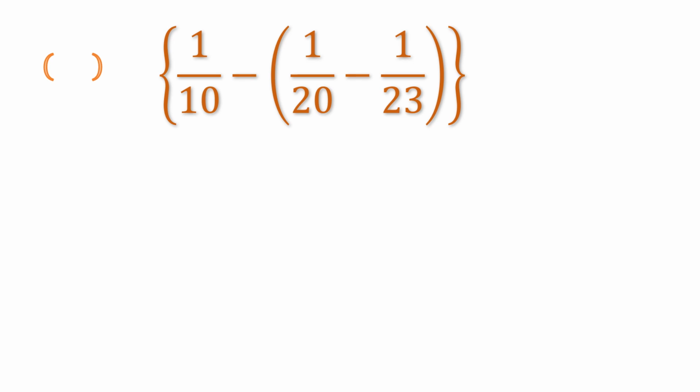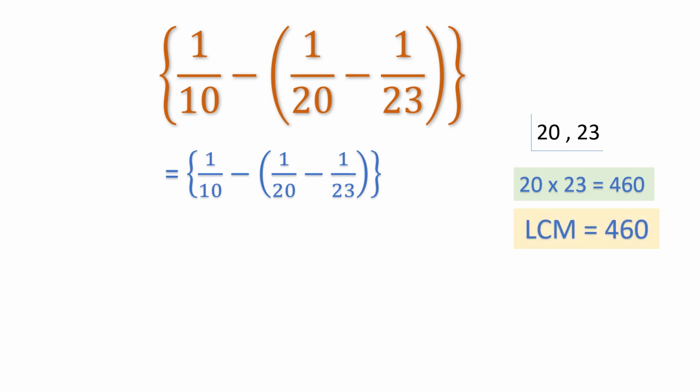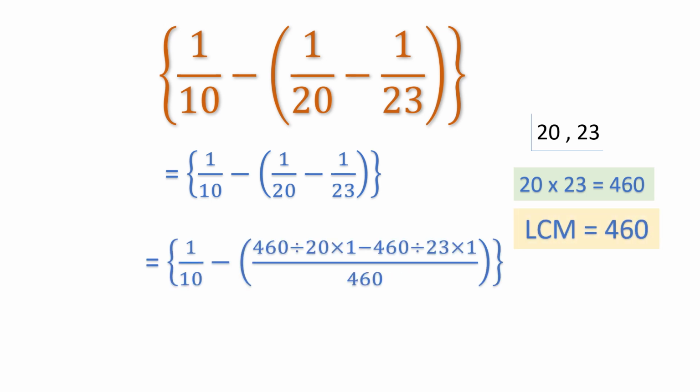So in our next step, we will first find the LCM of the denominators to subtract the two fractional numbers. If we find the LCM of the denominators 20 and 23, what would we get? There is no common factor between 20 and 23. So for finding the LCM, we can just multiply 20 and 23 and we get 460 as the LCM. So in the next step, what should we do? We should take the denominator as 460. The LCM of 20 and 23 is 460.